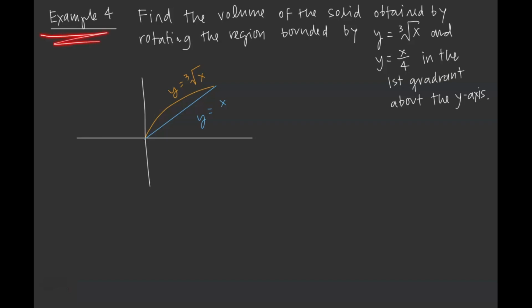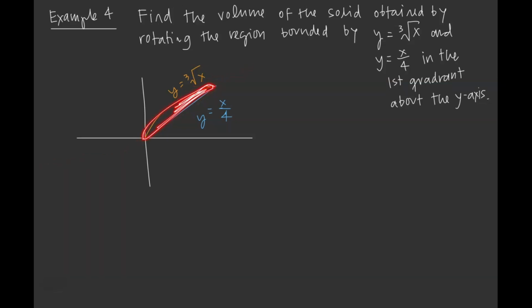In our fourth example, we're going to find the volume of the solid obtained by rotating the region bounded by these two curves, y equals the cube root of x and y equals x to the fourth. Looks like we're missing a fourth there. In the first quadrant, that's why I've restricted it just to this area here. These curves go other places, but we're just interested in this first quadrant.